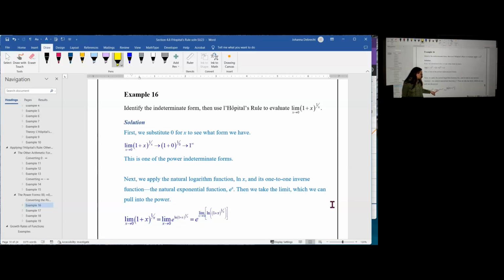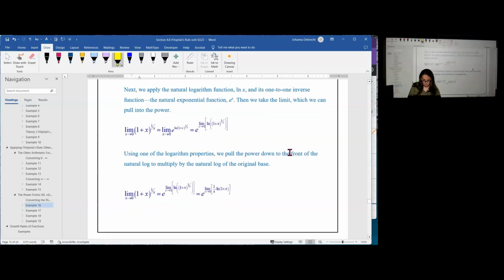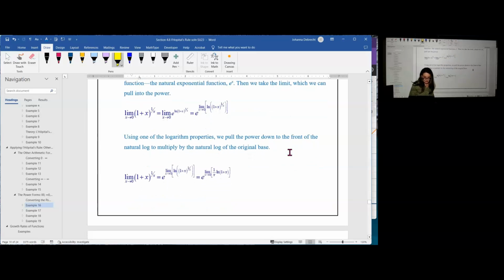Then we pull the limit inside the power. This gives us the limit of the natural log of (1 plus x) raised to the 1 over x power. Next, we use that property of logarithms that will allow us to pull the power 1 over x in front of the natural log. So we get 1 over x times the natural log of 1 plus x.